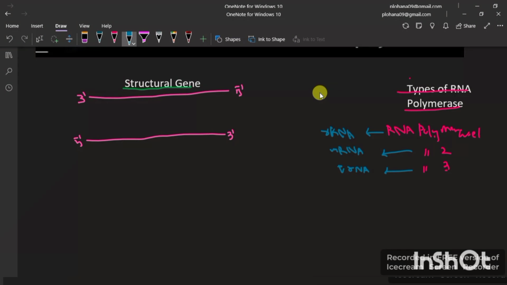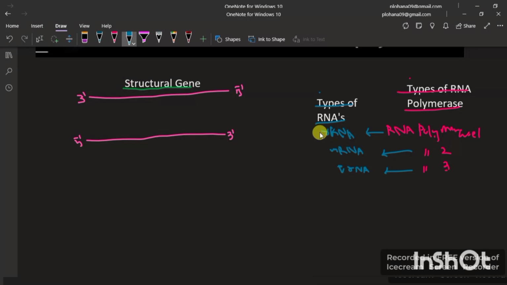Here I am going to mention the types of RNA. We have three types of RNA: rRNA, which is ribosomal RNA, then mRNA, which is messenger RNA, then tRNA, which is transfer RNA. Now, it is very important to know what types of RNA we have in eukaryotes.